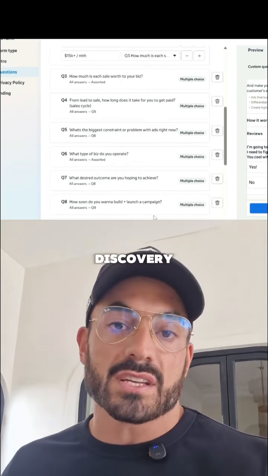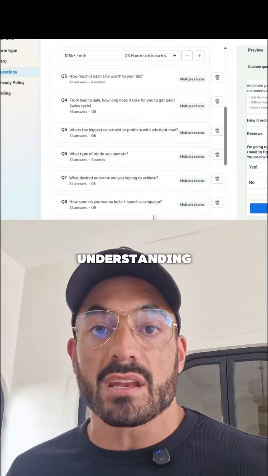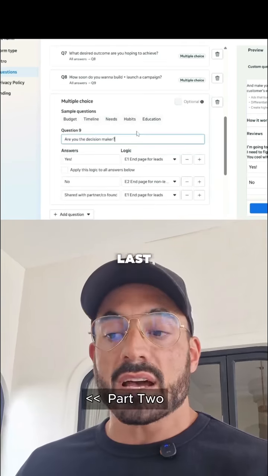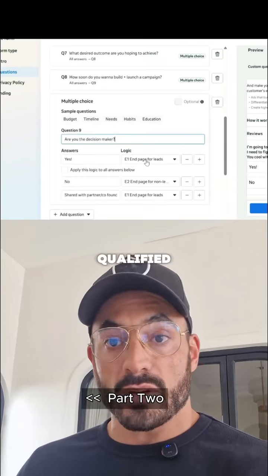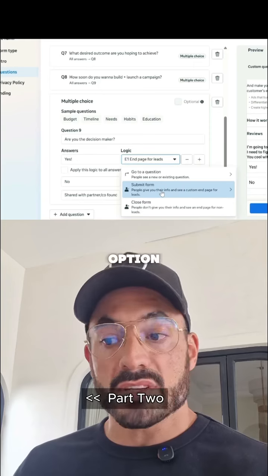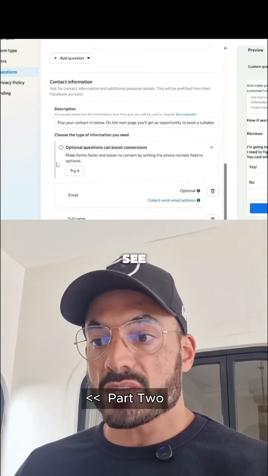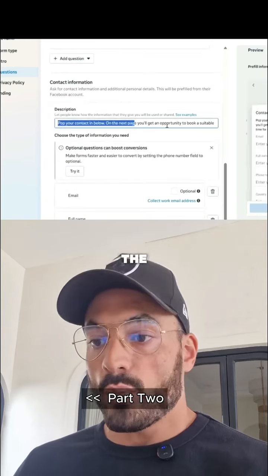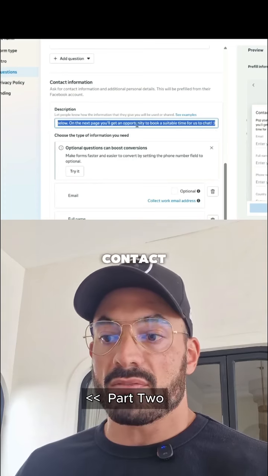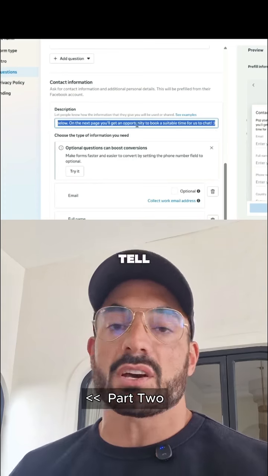And then I've got a total of 9 discovery questions that I need to know to get an understanding before someone books a call with me. Now on this last question, if people click yes, this is when they're qualified. And this is when you would select this option, submit form. Then the next page they'll see is when we're asking for contact information. The way that I prefer to ask for contact information is very transparent. I want to tell them what's going to happen next.